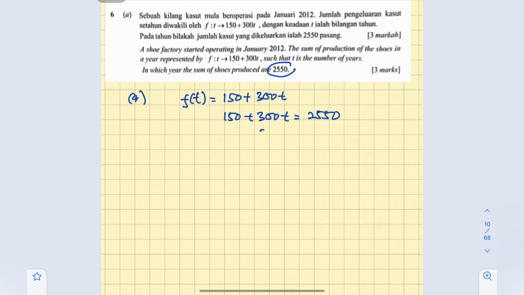Okay, so this one, 300T equals 2400 and T equals 8. So T is 8 years. They ask in which year. So from January 2012 plus 8 years, meaning January 2019. So which year? Year 2019.